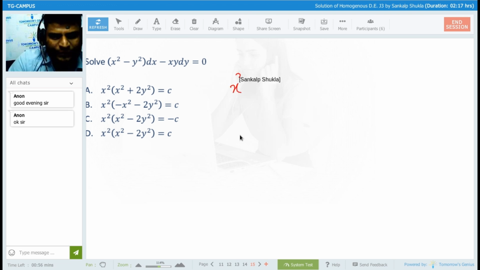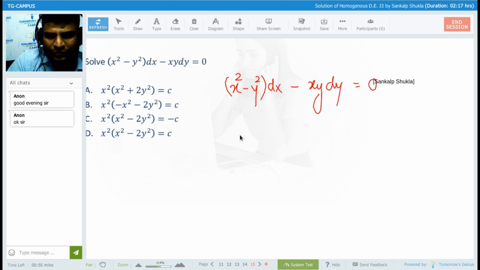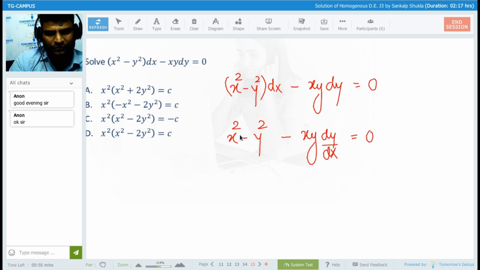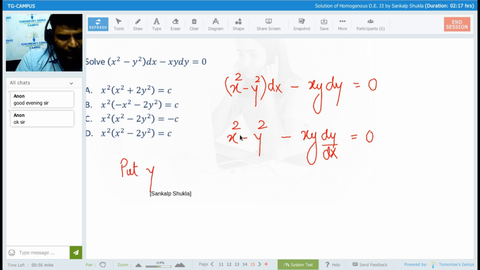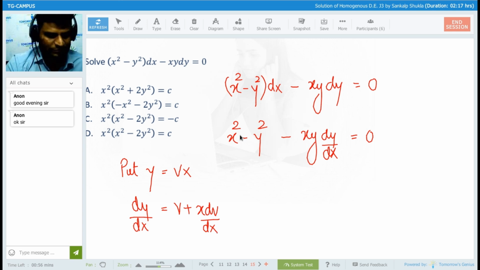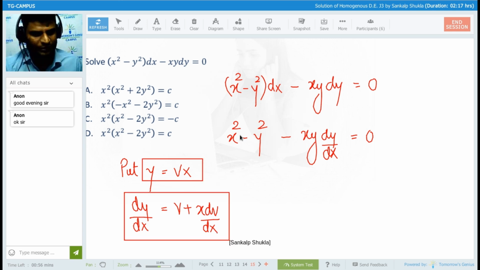Again, how to solve this question? x square minus y square dx minus xy dy is equal to 0. So x square minus y square minus xy dy by dx is equal to 0. So put y is equal to vx. So dy by dx can be replaced with v plus x dv by dx. That's it. You will be able to solve the question.